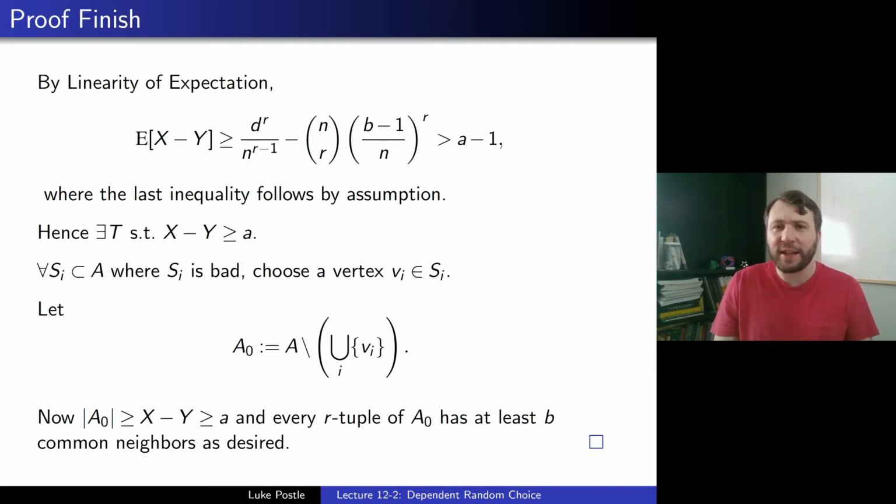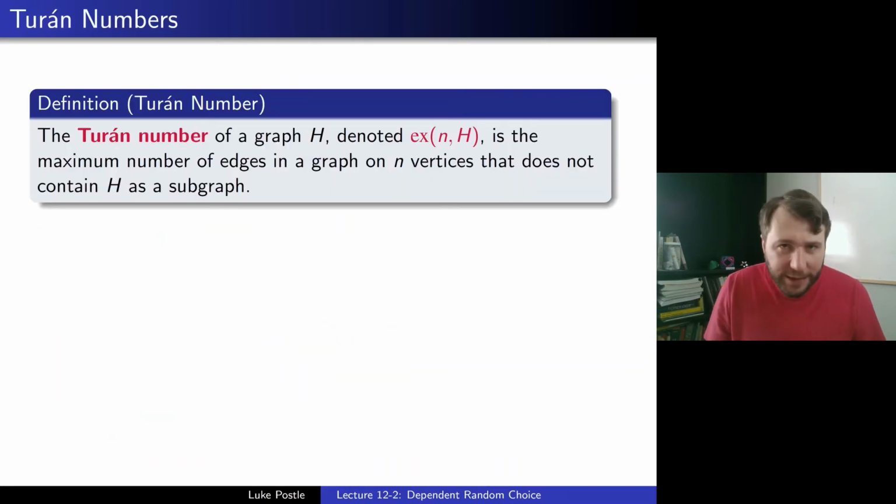And of course, we used that inequality as an assumption. So let's talk about applications of dependent random choice. We're just going to do one main one here, which is about Turán numbers. You might recall that the Turán number of a graph H, denoted ex(n, H), is the maximum number of edges in a graph on n vertices that does not contain H as a subgraph.